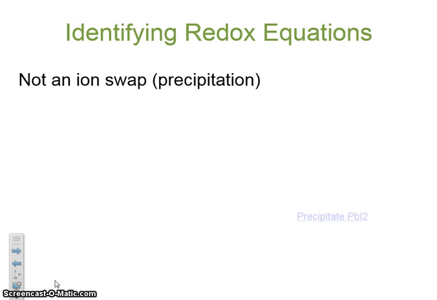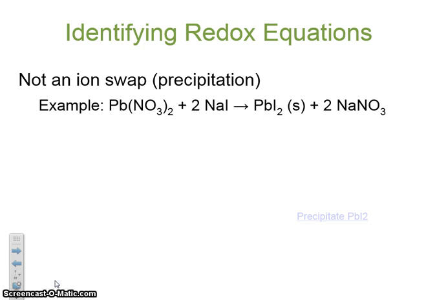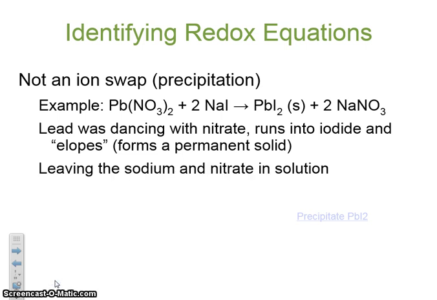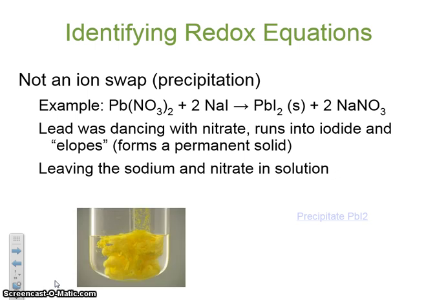We know it's not an ion swap like precipitation. For example, the one that we talked about in the ion swap slides, lead nitrate with sodium iodide. The lead reacts with the iodide to form a yellow precipitate of lead iodide. Lead was dancing with nitrate, runs into iodide, and elopes. It forms a permanent solid that the water can't break up. The sodium and nitrate are left in solution. But there's no change in the oxidation state. This lead starts off as +2 and it ends up as +2.